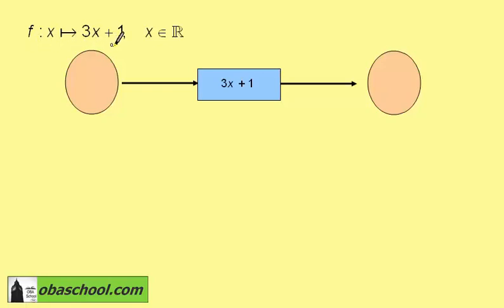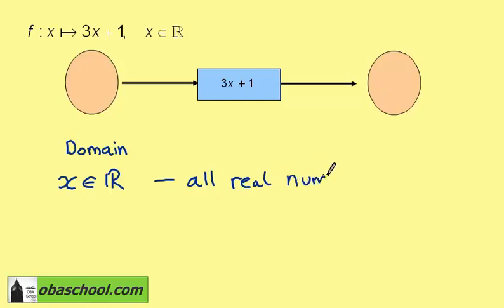Very often functions are stated together with their domains. So here our domain is x is a real number. This is, as we stated, the domain, and the set of real numbers means all real numbers from -infinity to infinity, including fractions and irrational numbers. Every single number that you know is a real number.